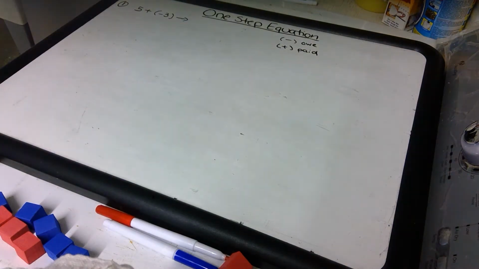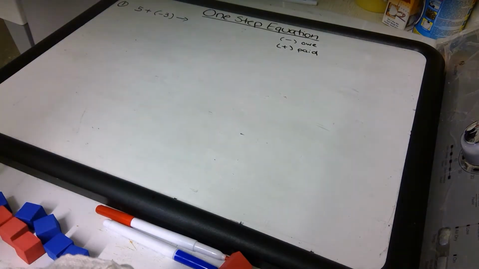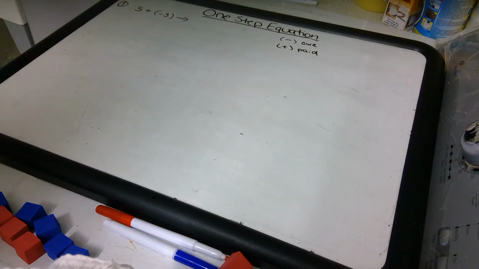Good morning, class. Today we're going to talk about solving one-step equations. But before we get into solving one-step equations, I want to reinforce what we learned yesterday. Remember yesterday we talked about real numbers and how to solve real numbers?